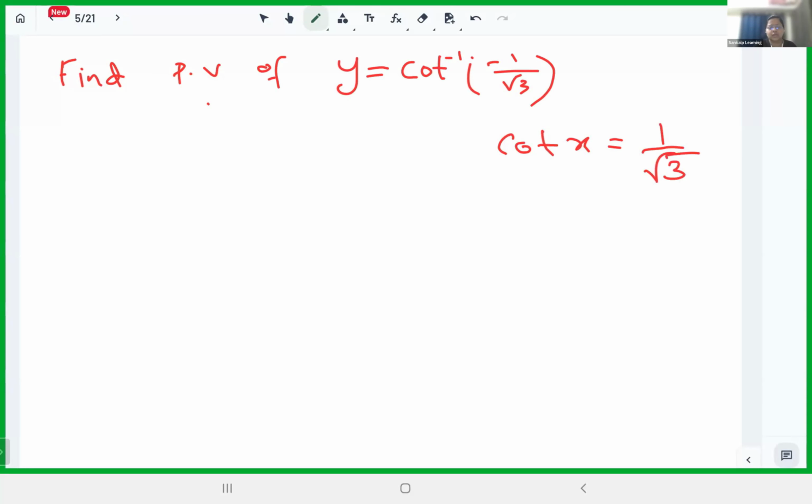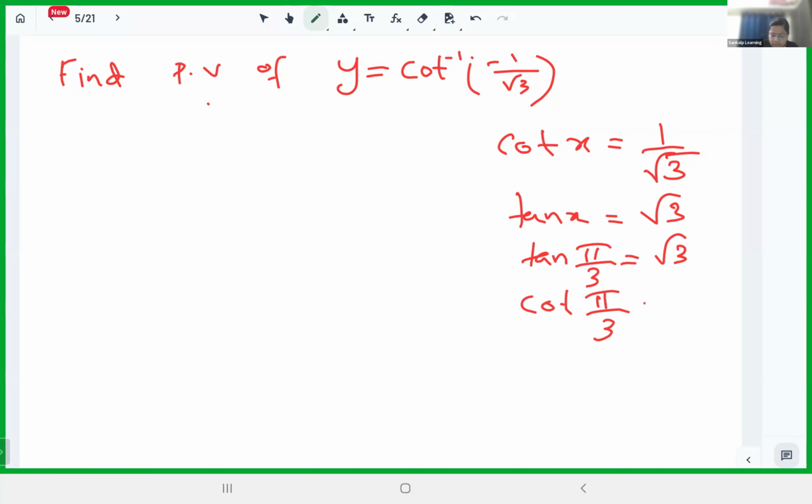What do you mean by cot x equal to 1 by root 3? Think about its reciprocal. Then tan x will be root 3. Which value of x for the function tan will give you root 3? Tan pi by 3 is root 3. So what about cot pi by 3? Cot pi by 3 will be its reciprocal, cot pi by 3 is 1 by root 3.